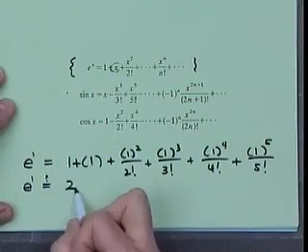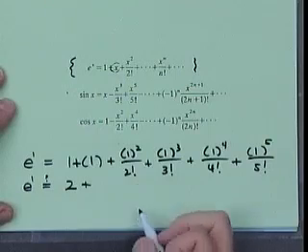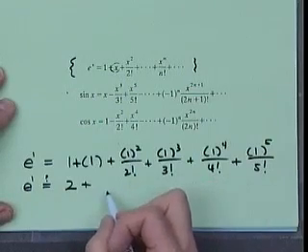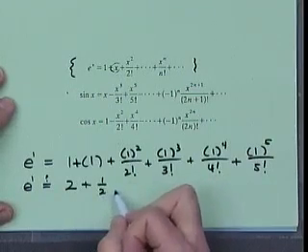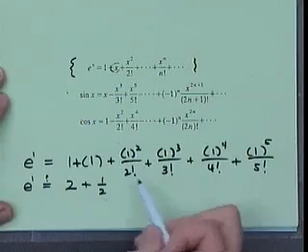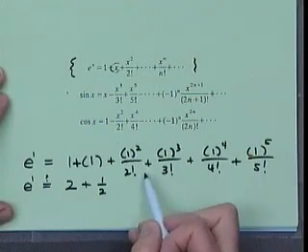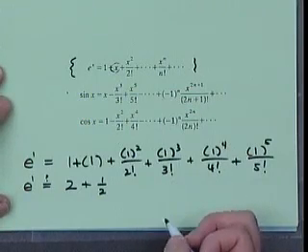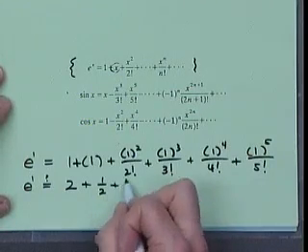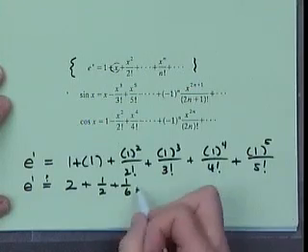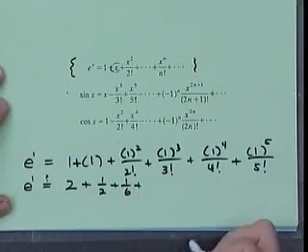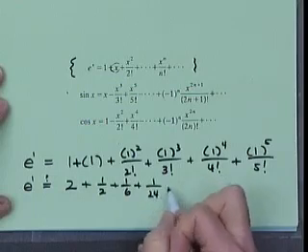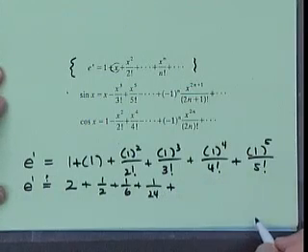So the 1 plus the 1 is 2. Well, we're on our way. 1 over 2 factorial is 1 half. That's pretty darn close already, right? We're not very far along in the series. 1 over 3 factorial, what's 3 factorial? 1 over 6. 1 over 4 factorial, 1 over 24. And 1 over 5 factorial.